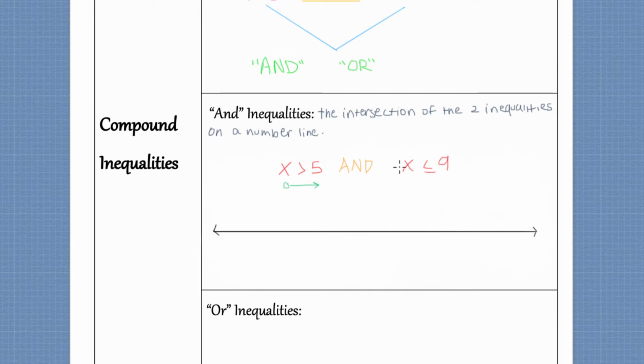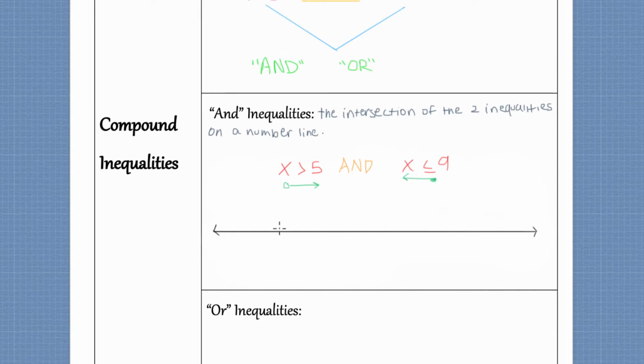Over here we have x is less than or equal to 9. Since it has that equal to part, we can say that this is going to be a closed circle. And since all of the solutions are less than or equal to 9, everything is going to be shaded to the left on the number line for this inequality.